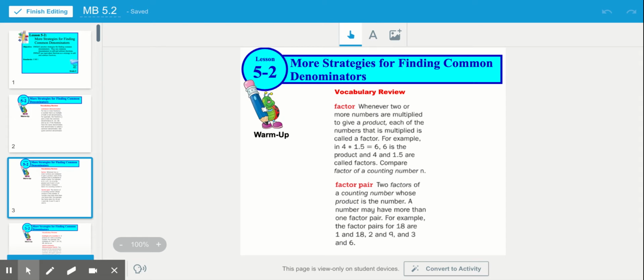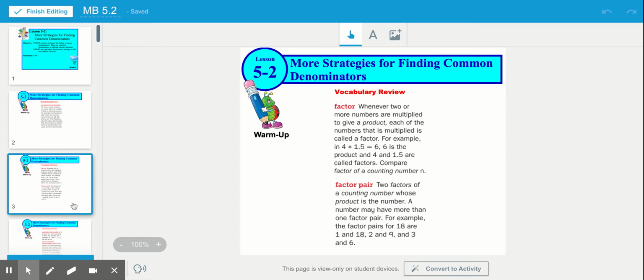Factor pair is our next set of vocabulary. That is two factors of a counting number whose product is that number. A number may have more than one factor pair. For example, factor pairs for 18 are 1 and 18, 2 and 9, and 3 and 6. This means that 1 times 18 equals 18, 2 times 9 equals 18, and 3 times 6 equals 18.